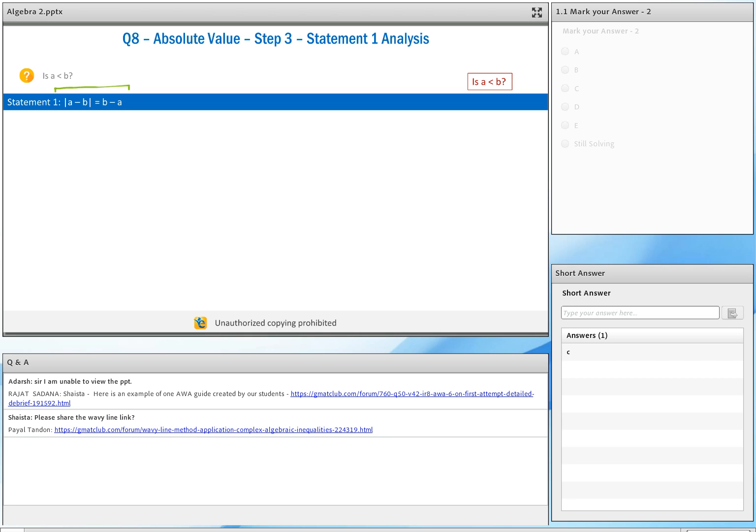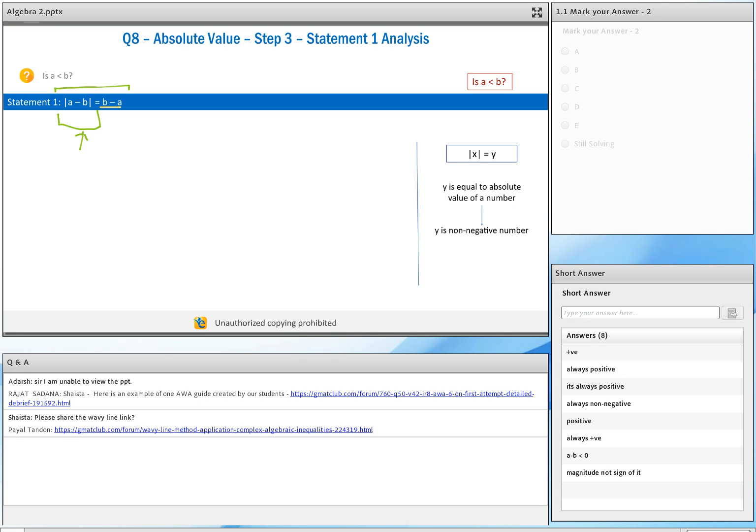The way to do that is to consider the number on the left hand side of the equation as a modulus of a number. Now, what do you know about the property of the modulus of a number? It's always non-negative, not just positive, non-negative, and that's a very, very important thing. If y is equal to mod of x, then y is a non-negative number, so y is greater than or equal to 0. You have to consider the equal to sign here.